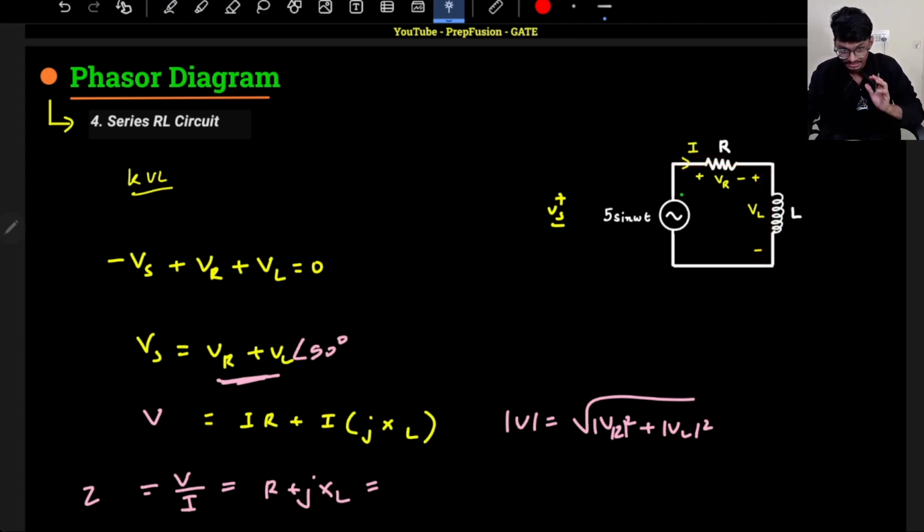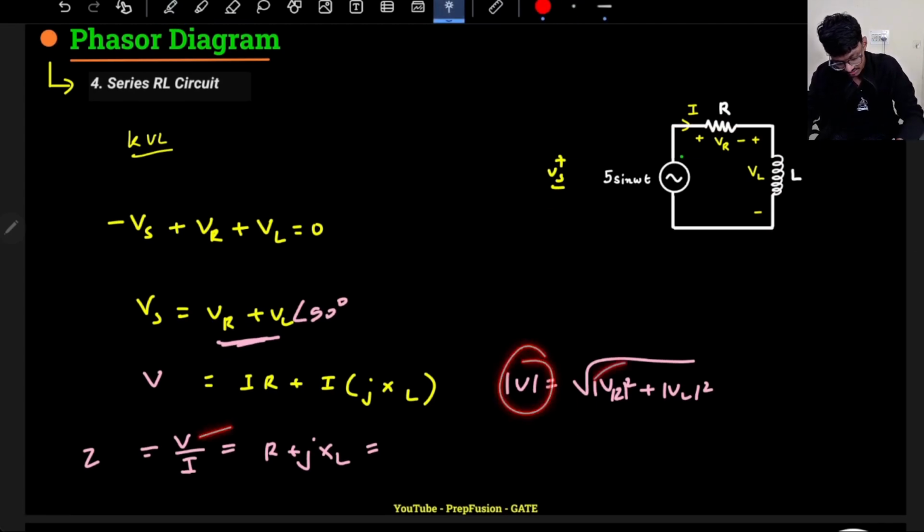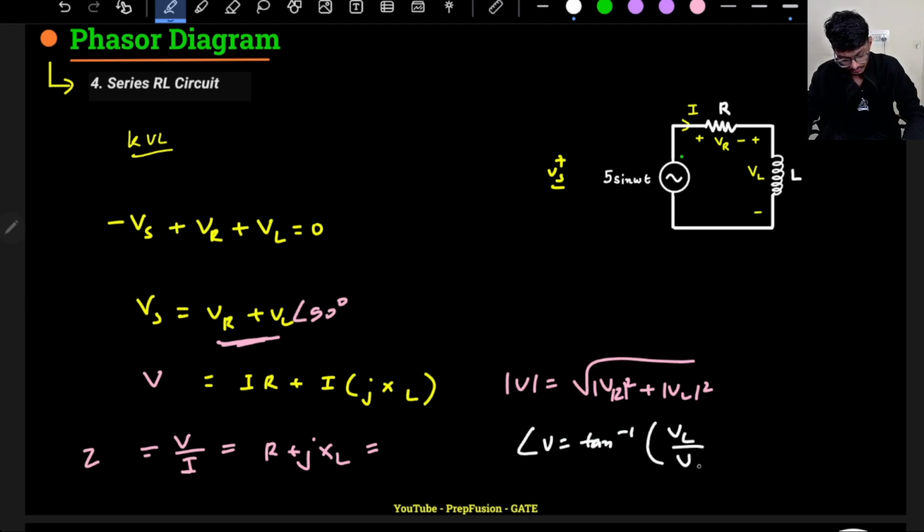Okay, basics, clear the basics. If you are having doubts, clear the basics. So that's why the magnitude of the voltage is the square root of VR square plus VL square, and the angle of the voltage, both are in the first quadrant only, will simply be tan inverse VL over VR. So this will be the voltage value.